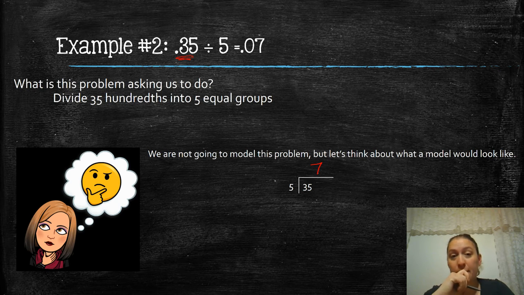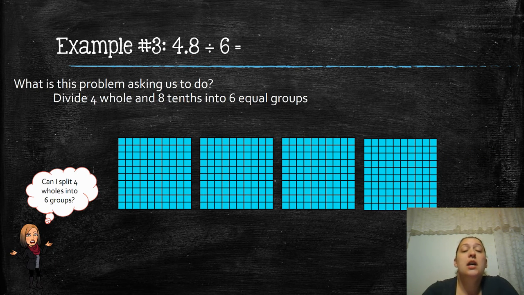And we're starting to see a little bit of a pattern too with our numbers before and after decimals. I hope you're paying attention to that too. So here is our next problem. 4 and 8 tenths divided by 6. So what is this problem asking us to do? It's asking us to divide 4 wholes and 8 tenths into 6 equal groups.